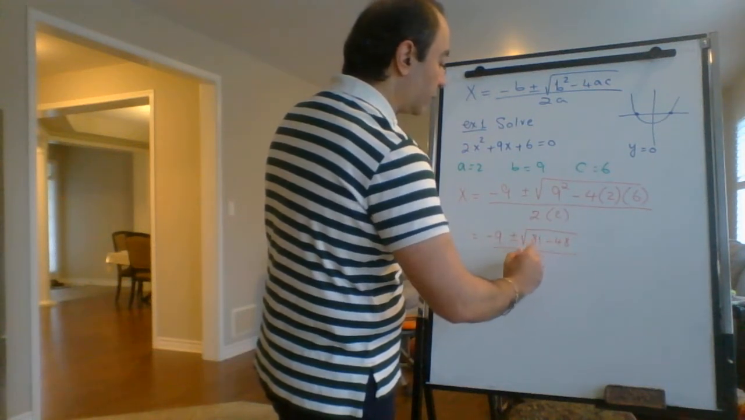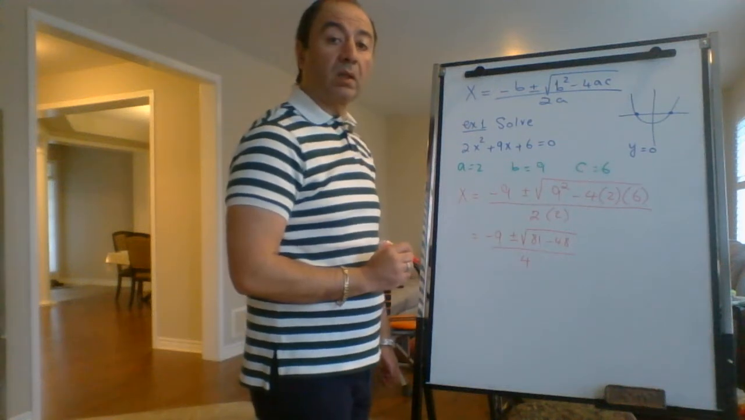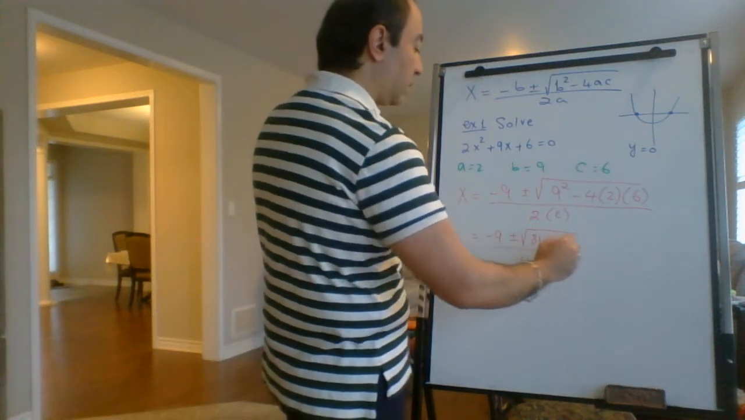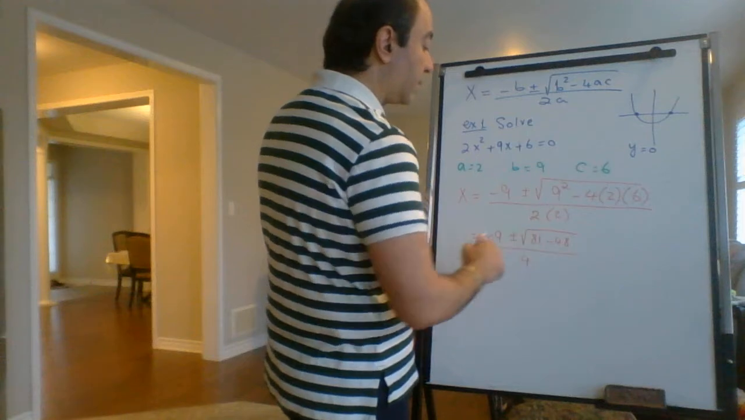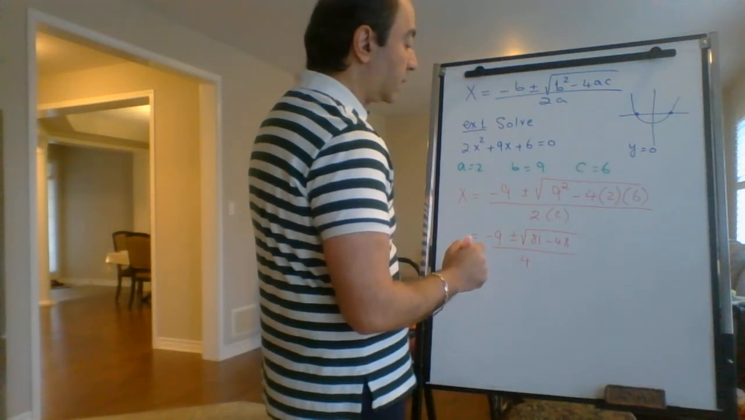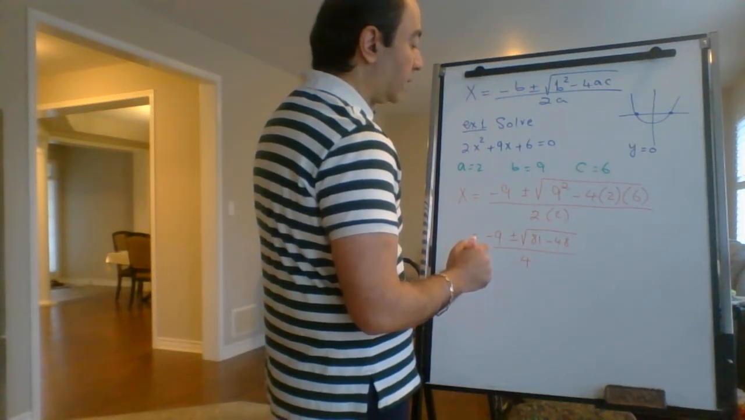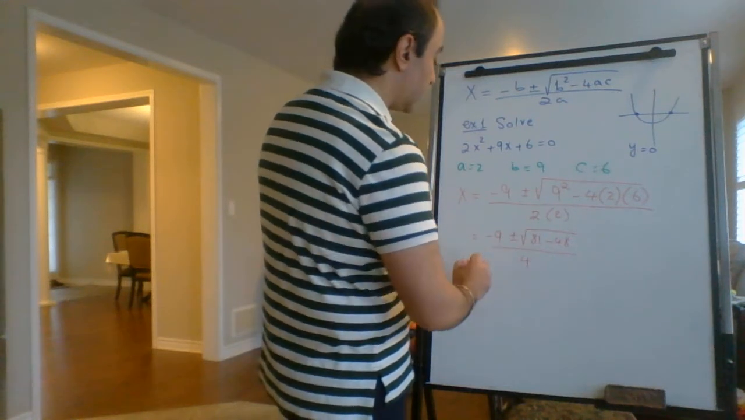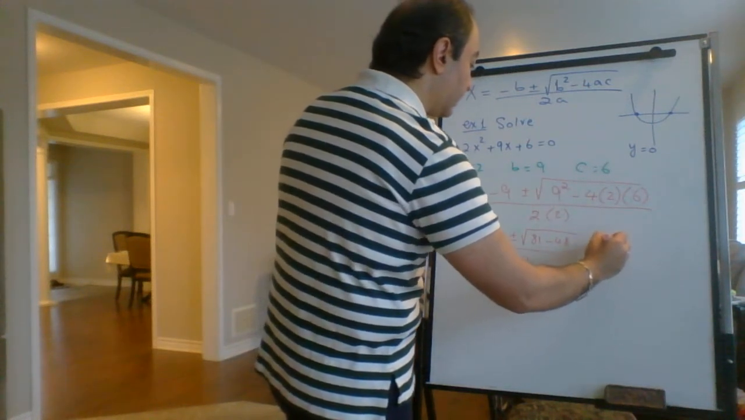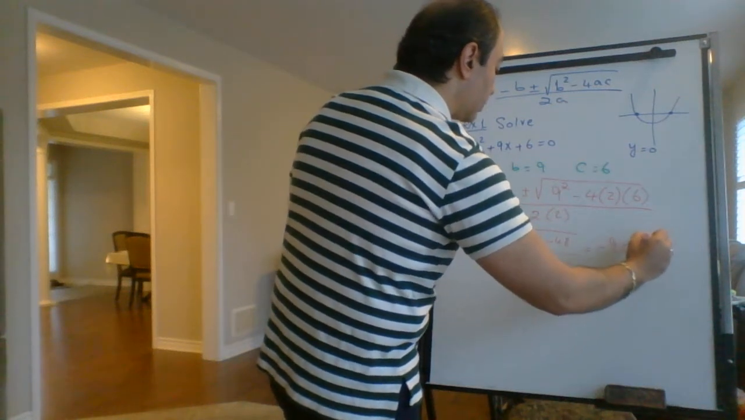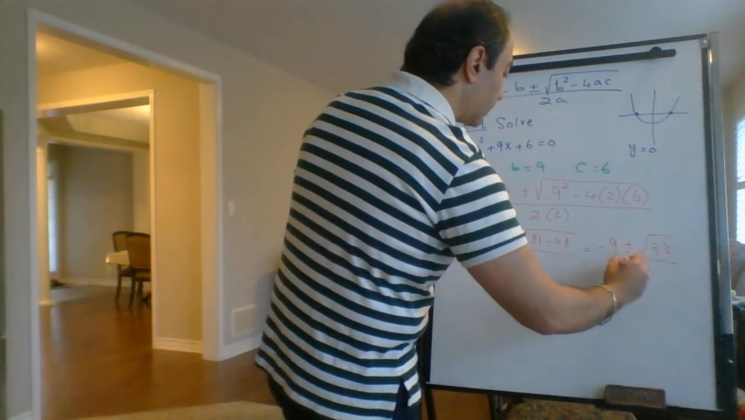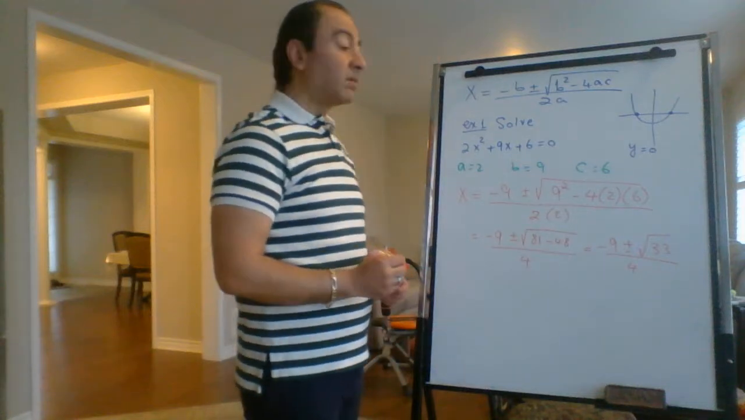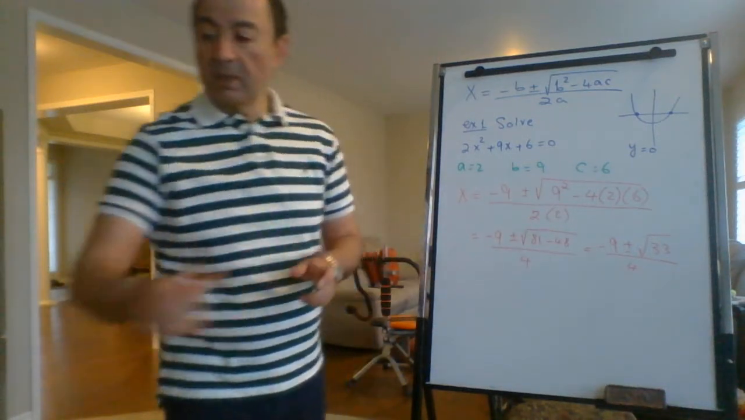Everything divided by 4. Okay. Now, 81 minus 48. This is, I think, 53. No, 43? 33. It is 33. So, this will be negative 9 plus or minus square root of 33 over 4. Okay, that means we have two solutions here.